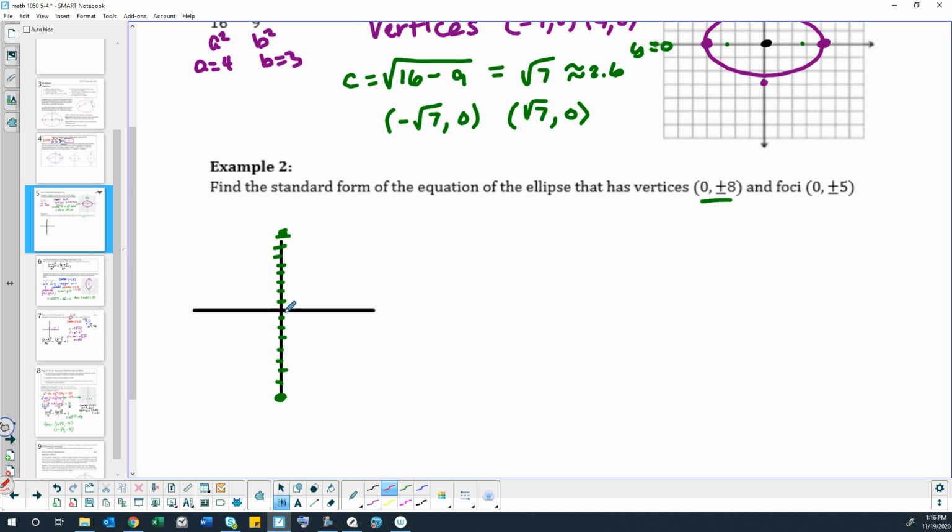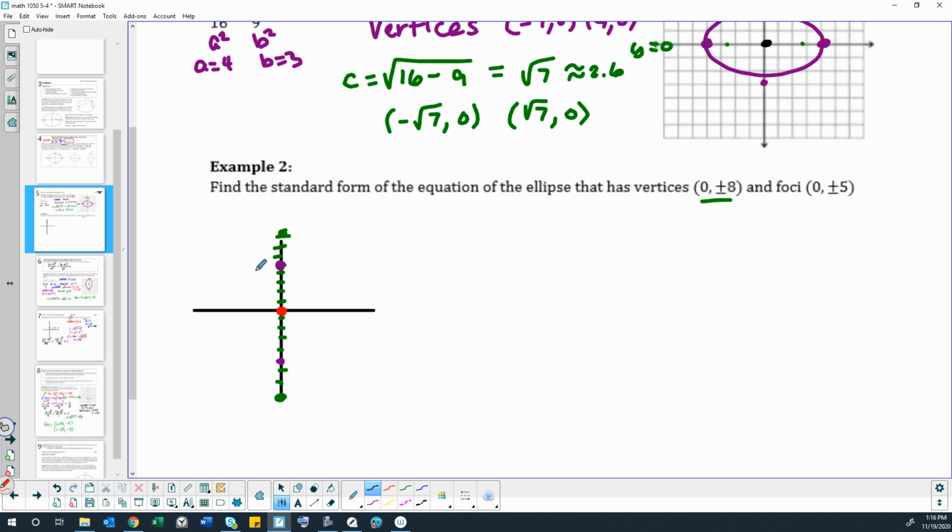Since those are the vertices, the center would have to be at 0, 0 because it's going to be halfway between, right? So center at 0, 0. And then the foci, let's go ahead and sketch those in, would be at 0, 1, 2, 3, 4, 5, and 1, 2, 3, 4, 5. Now the purpose of my graph is to just kind of see what's happening and give me a general feel for what I need in order to write my equation.